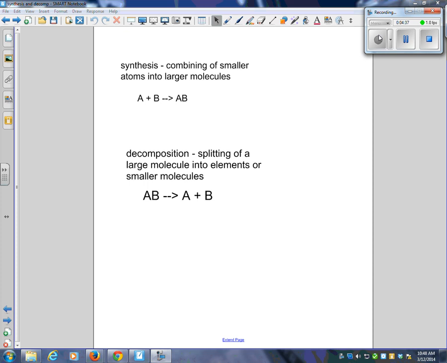Basically, if there's more things on the left and less things on the right, then it's a, what kind of reaction? Synthesis. Okay, if there's more things on the left and less things on the right, then you've got a synthesis reaction. Okay? And examples are hydrogen plus oxygen gives you water.